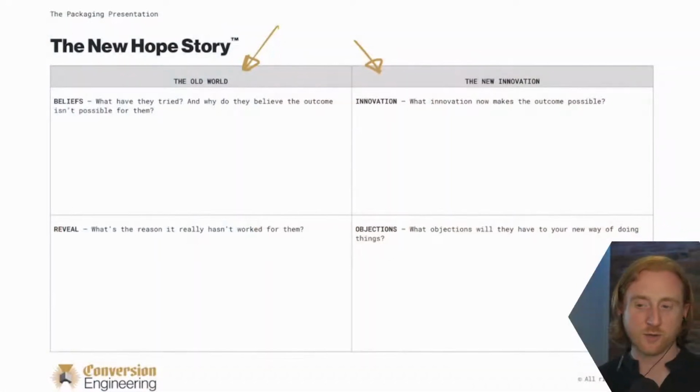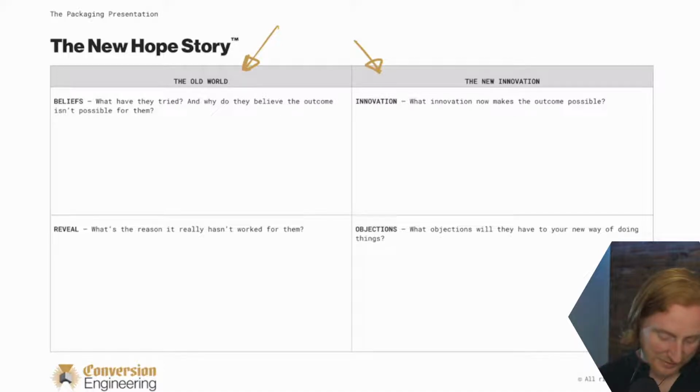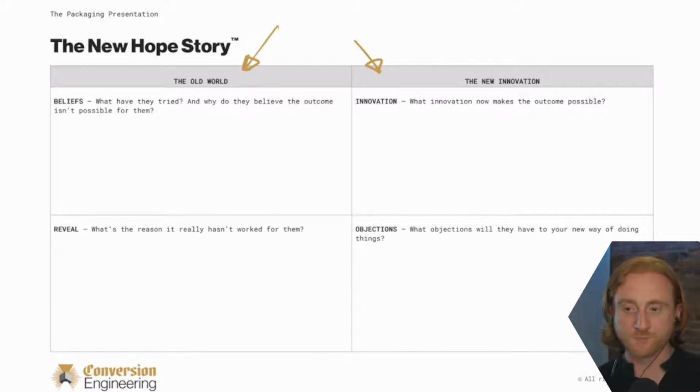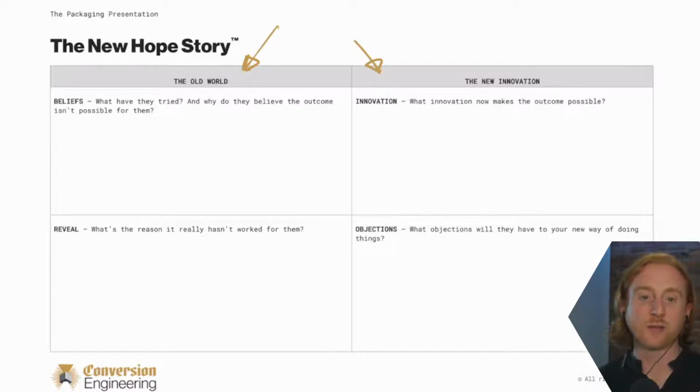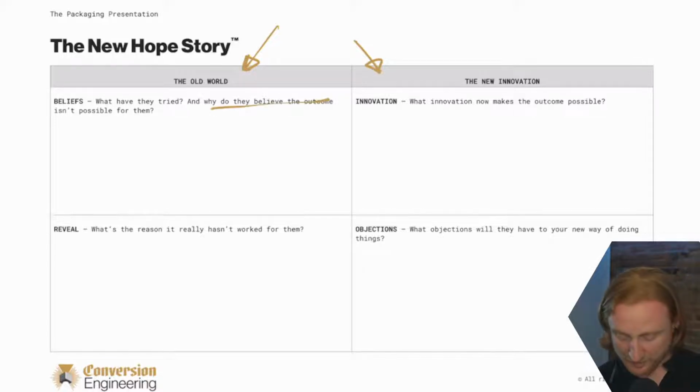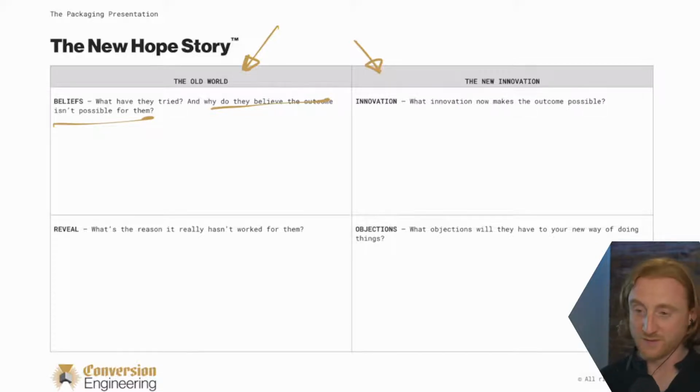That's really what you're doing when you're addressing people with a New Hope story: you need to get clear on what these people have tried. There are probably solutions they've already tried as they've tried to solve the problem you're going to help them with. What are they? What are the solutions they've tried, and what do they believe about why those solutions haven't worked? Why do they believe that the outcome they're after isn't possible for them?